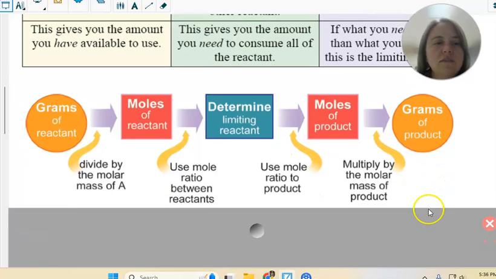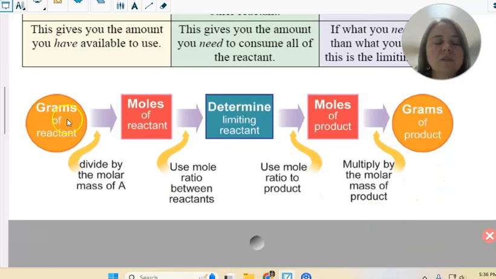So here's another graphic. We have our grams of reactant. Convert that to your moles of reactant, and then use the mole-to-mole ratio to figure out which one is the limiting reactant, and then to do that second part of the question, how much product is made. You have moles of limiting reactant, and you do a mole-to-mole problem, and then a mole-to-mass problem to get the grams of the product.